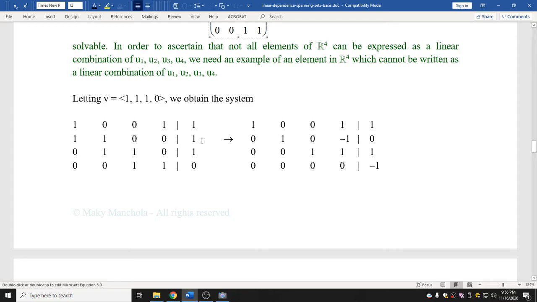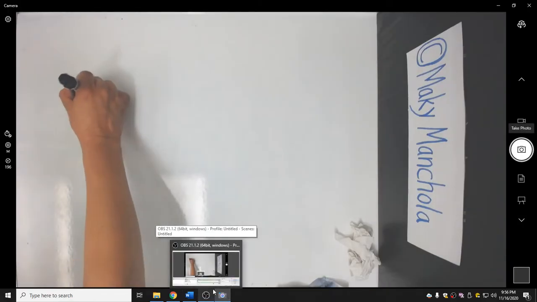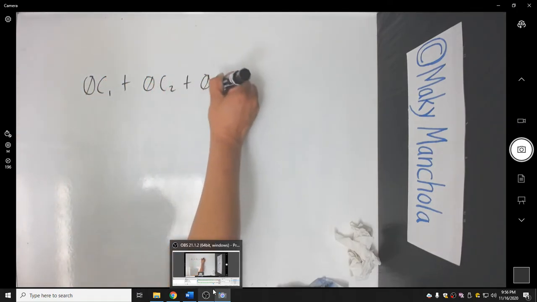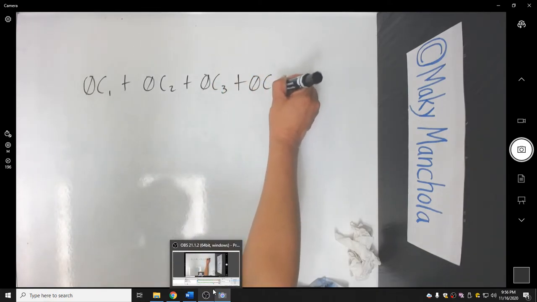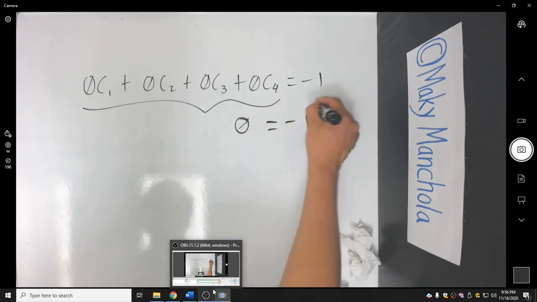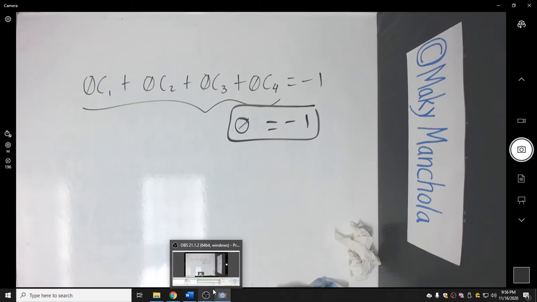So elementary row operations will reduce this augmented matrix into that reduced row echelon form matrix. As you can see, the last row has 0, 0, 0, 0, negative 1. So that last row says 0 C1 plus 0 C2 plus 0 C3 plus 0 C4 equals negative 1. But you know that's just 0. So that last row is implying this equality, which is a false equality. It's an impossible condition.